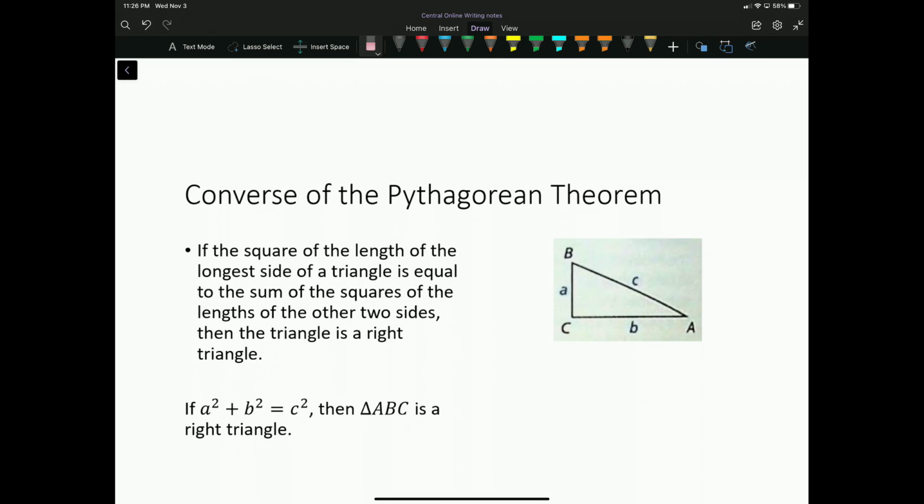All right, so today's notes, I want you to start by titling your notes in your notebook. Today's date, today is Thursday. Well, it will be Thursday, November 4th. All right, so the first thing you're going to do is write the converse of the Pythagorean theorem, right? This is going to be the opposite of the Pythagorean theorem.